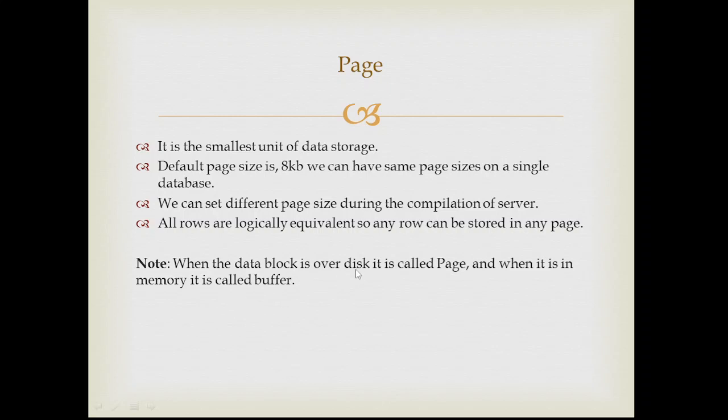When the data block is on disk, it is called a page, and when it is in memory, it is called a buffer. This is the main difference between buffer and page. So this is all about physical storage of data in PostgreSQL. In our next video, we'll be talking about the postmaster process.